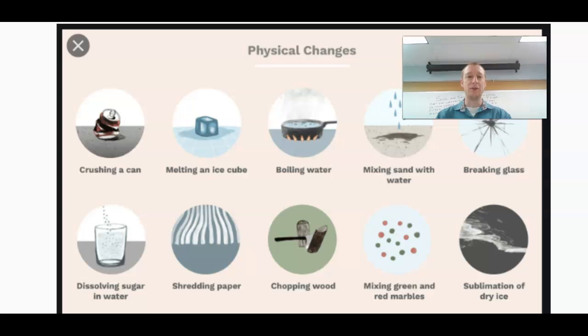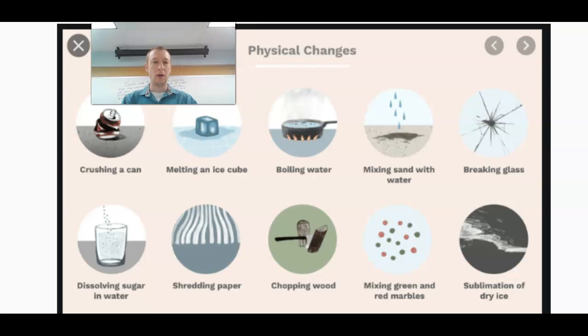So here are some examples of physical changes. And you can write down a few of these in your notebook. Crushing a can is an example of a physical change, right? It still keeps its identity. We could probably straighten it back out. Melting an ice cube, it's still the same thing, right? It used to be ice, now it's water, it's still H2O, it's still the same substance.